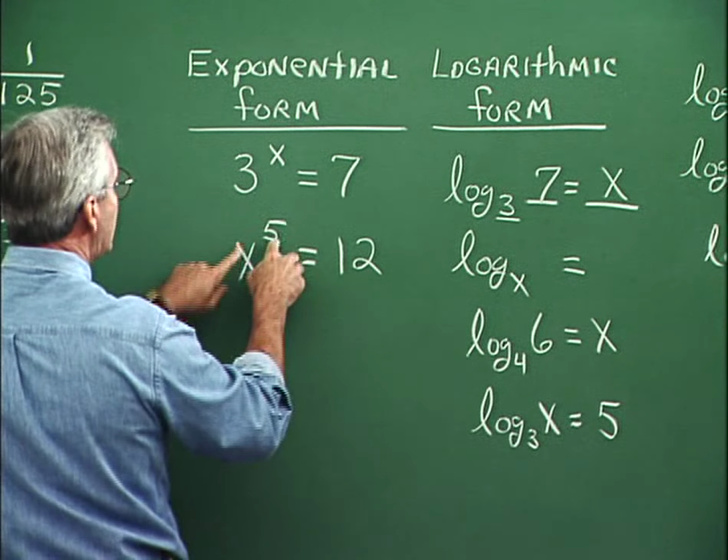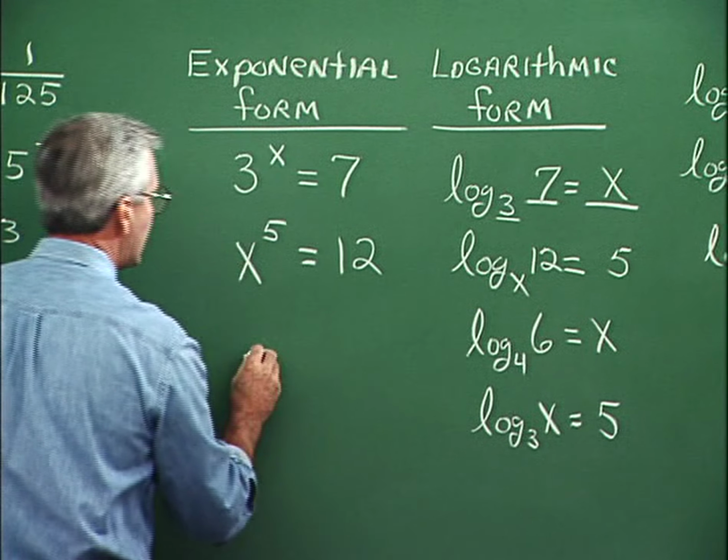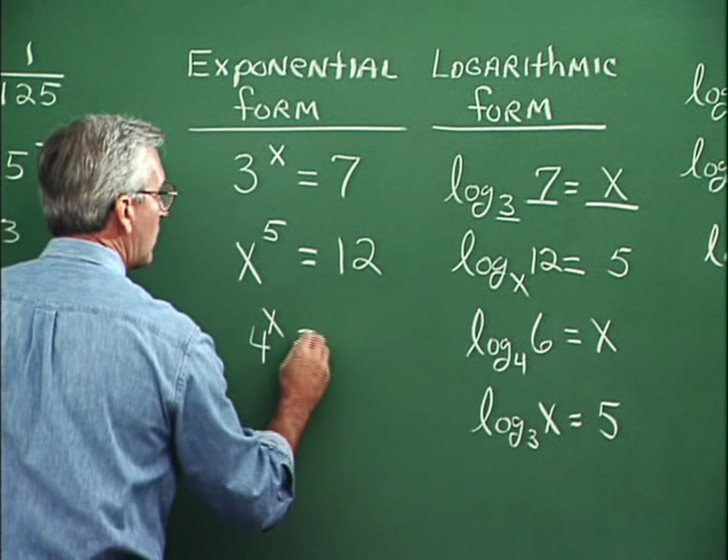Now let's go from log form to exponential form, base exponent. So this says 4 to the x power equals the number 6. And this in exponential form, base exponent, so 3 to the 5th is equal to x.